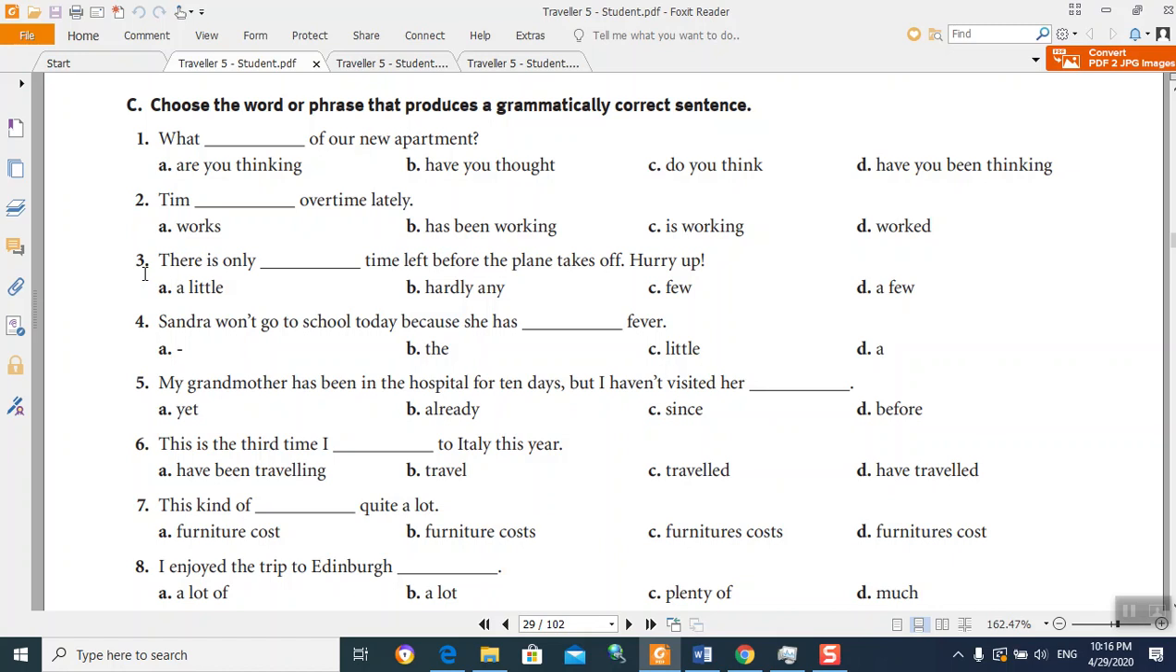Number 3, there is only time left before the plane takes off. Hurry up. So there is only a little time left. There is only a little time left.